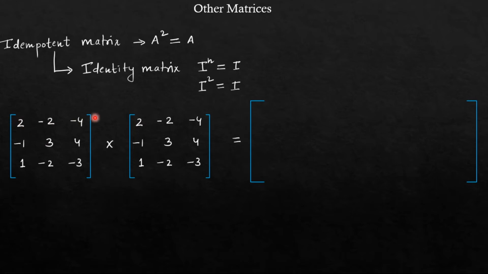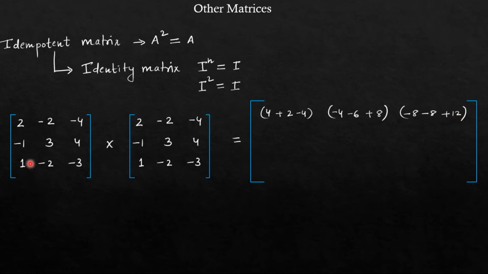Now if you multiply this row with this column, what you will get? 4 plus 2 minus 4. How? 2 into 2 is 4, -2 into -1 is 2, -4 into 1 is -4. Now if you multiply this row with this column, what you will get? 2 into -2 is -4, -2 into 3 is -6, -4 into -2 is 8. Now if you multiply this row with this column, you will get -8 plus 12. How? 2 into -4 is -8, -2 into 4 is -8, -4 into -3 is 12.